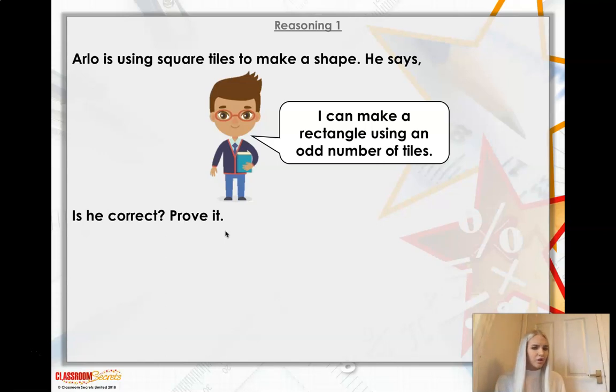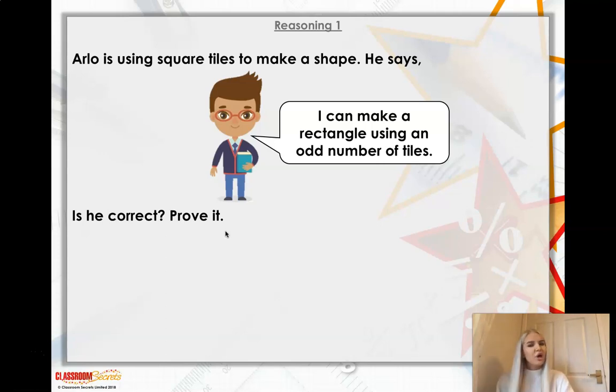Is 0 an odd number or an even number? Even, good remembering. So we can use odd numbers. We can find out if a rectangle can be made using odd numbers. So can you have a go, pausing the video, can you make a rectangle using an odd number of tiles? Pause the video now and have a go, please.